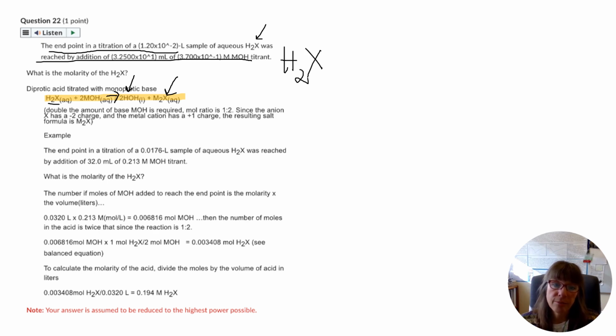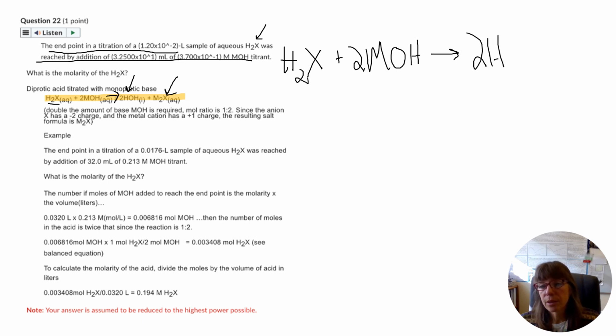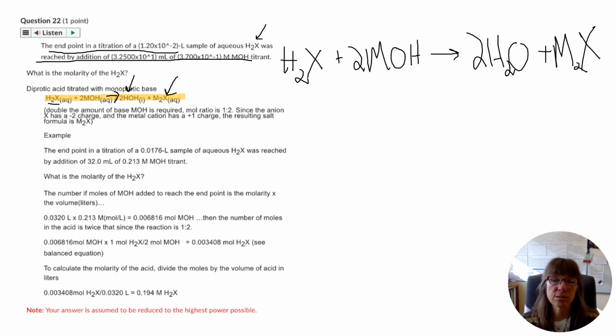H2X plus 2 MOH. This means it is balanced. We want to make sure it's balanced to make 2 waters, and then plus M2X, and that's the salt. So if this completely reacts and you have a perfect titration, you will have basically a salt solution, whatever salt this is, assuming that the salt is soluble in water.